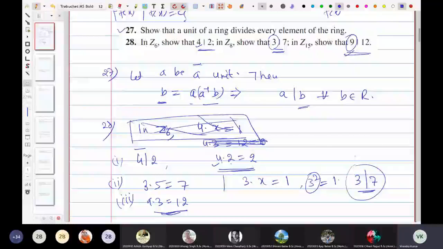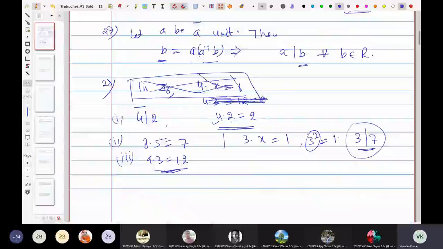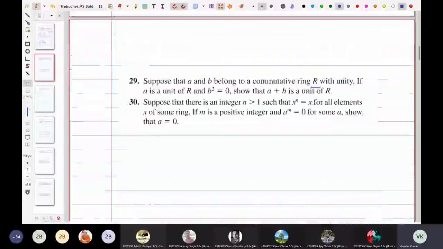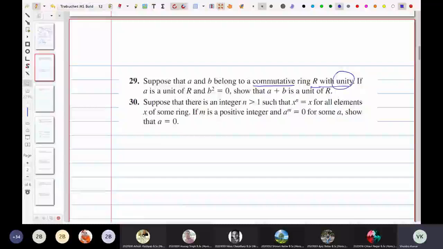So in the 29th question, suppose that a, b belong to a commutative ring R with unity. So this we need to take care. When you are reading a question, you need to highlight the adjectives they are using, or the properties they are having. So commutative and with unity, two things. If a is a unit of R, and b squared is 0, then we need to show that a plus b is a unit.